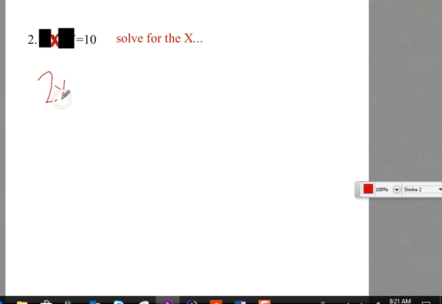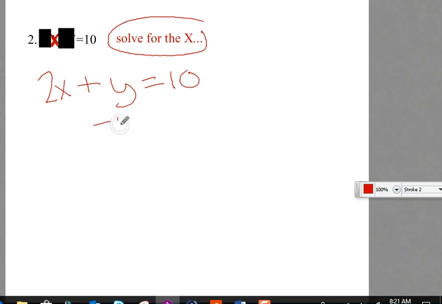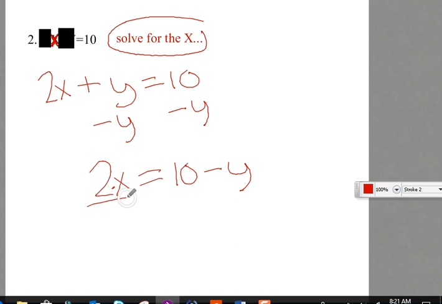So we had 2 times x plus y equals 10. We're solving for the x, so we want to get the x all by itself. To get rid of the plus y, we have to do a minus y on both sides. Now let's write down what we have left, which would be 2 times x equals 10 minus y. Now from there, we need to get rid of the multiplication of 2. And the only way to get rid of multiplication is by using division. Now we divided the left side by 2. We also have to divide everything on the right side by 2.